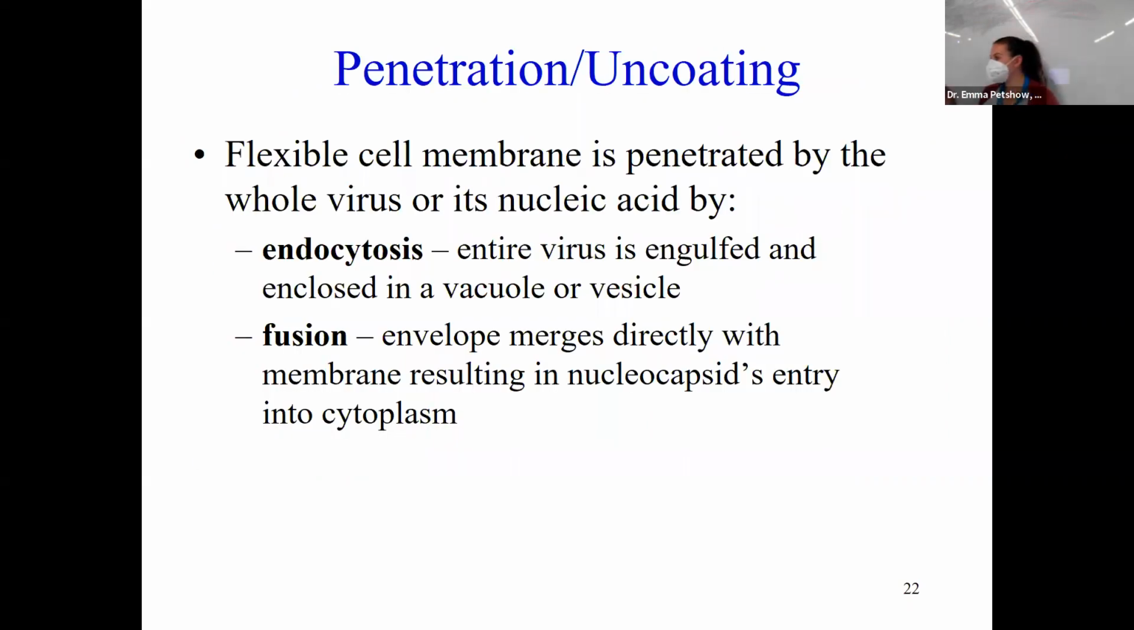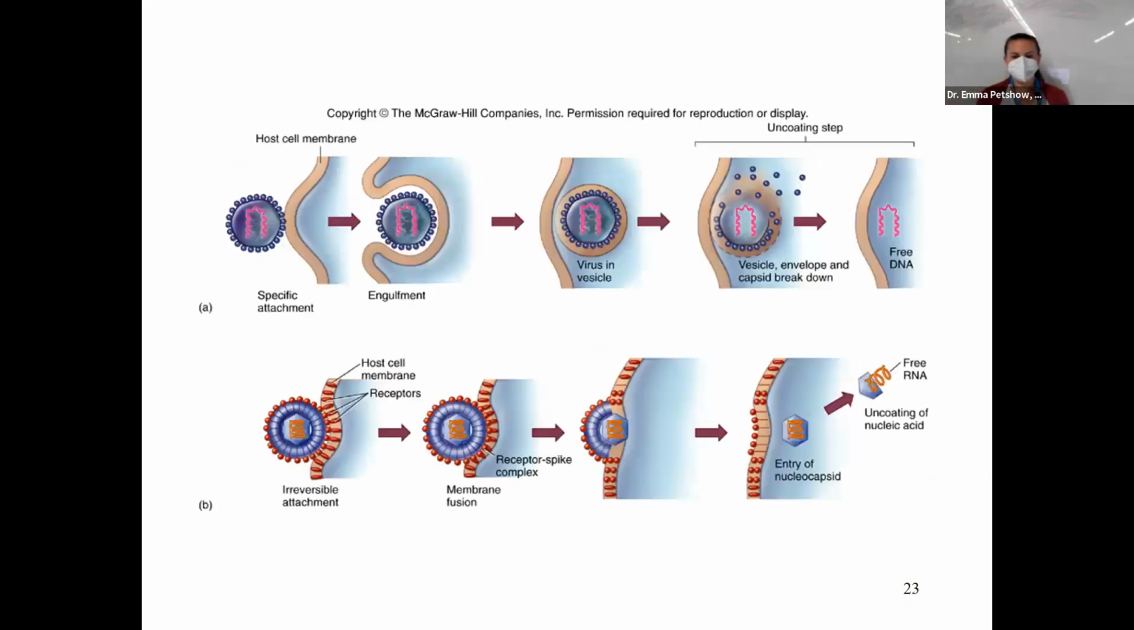How do they actually get into the cell? Two main ways: endocytosis and fusion. With endocytosis, the whole virus itself is engulfed and carried in via a vacuole or vesicle. Versus fusion, where the actual virus's envelope merges directly with the cell's membrane and allows the inside contents of the virus to be emptied into the cell. These are the two main ways you're going to enter: via a vesicle engulfment fully, or actual fusion directly with the membrane and release.